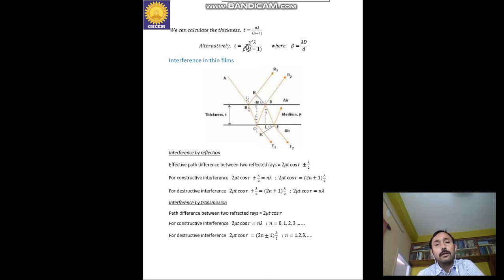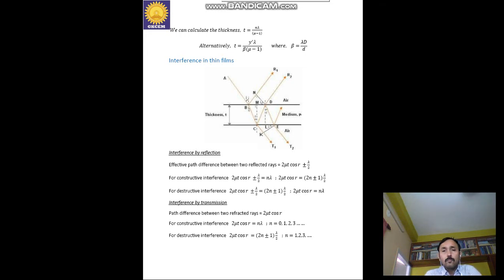So this is how, if we know the refractive index of the mica sheet or any transparent sheet and the wavelength of light used, we can measure y dash from the telescope, and beta can be easily calculated as we know the wavelength of the light used. Capital D and small d can be measured. So you can find out the value of T, the thickness of the mica sheet.